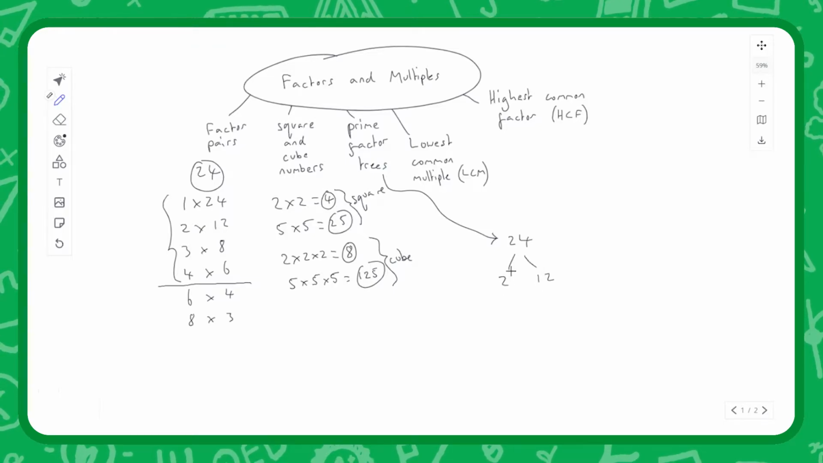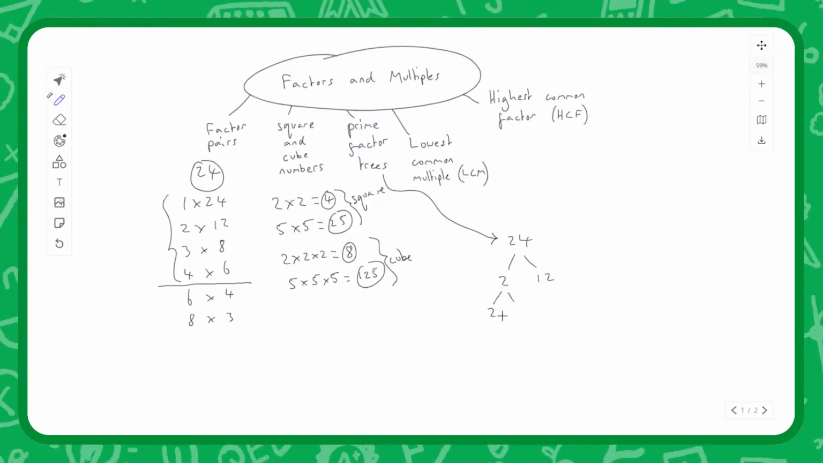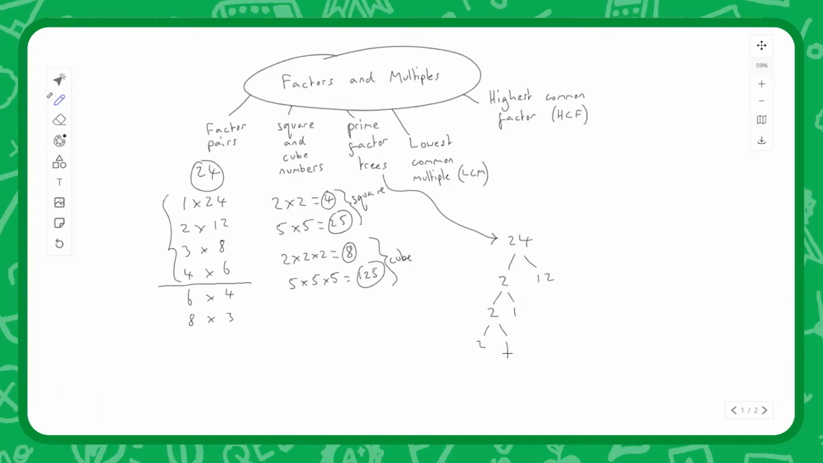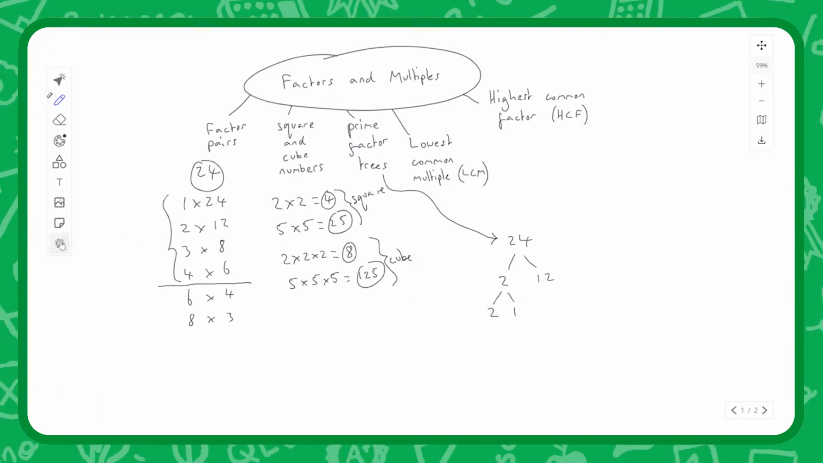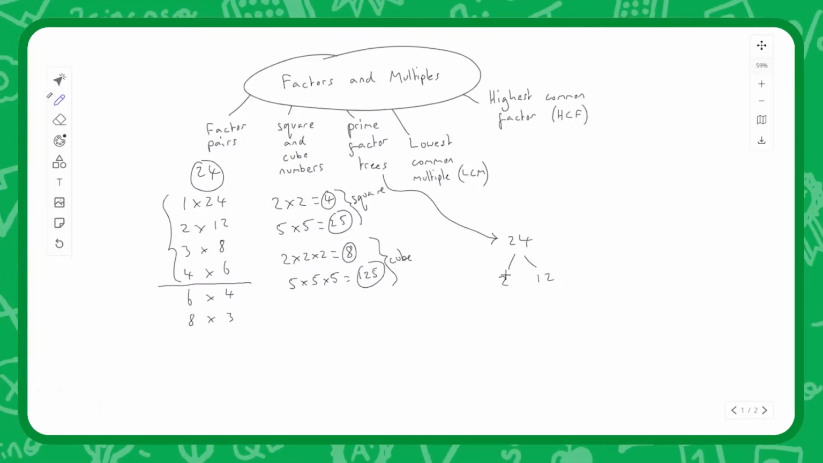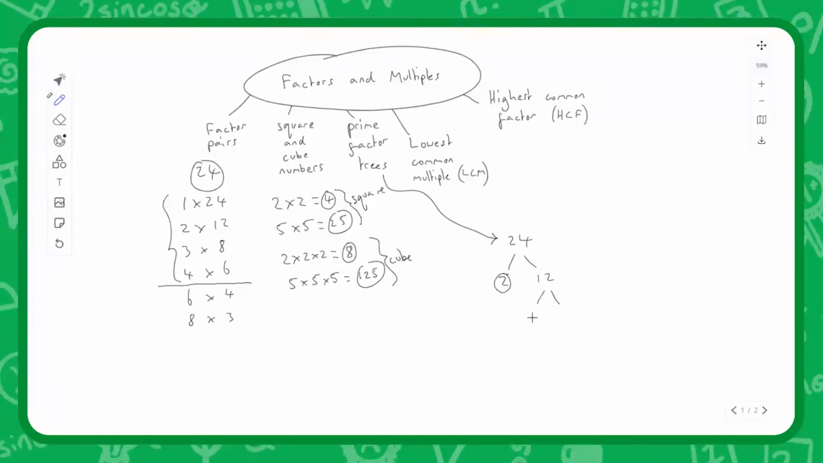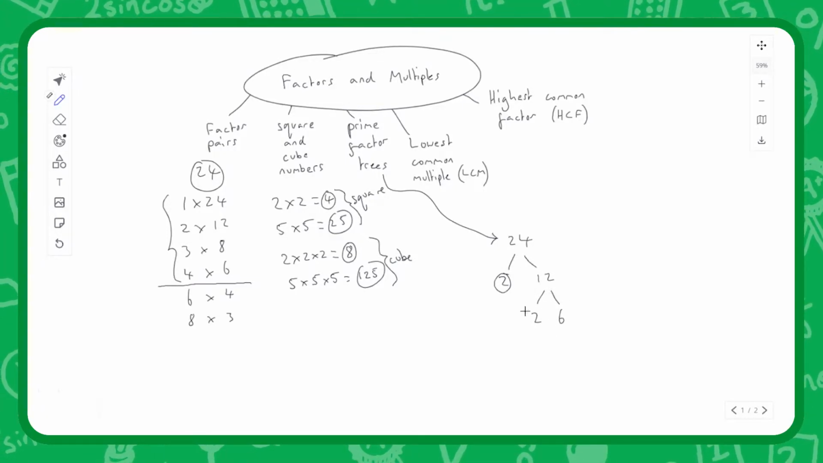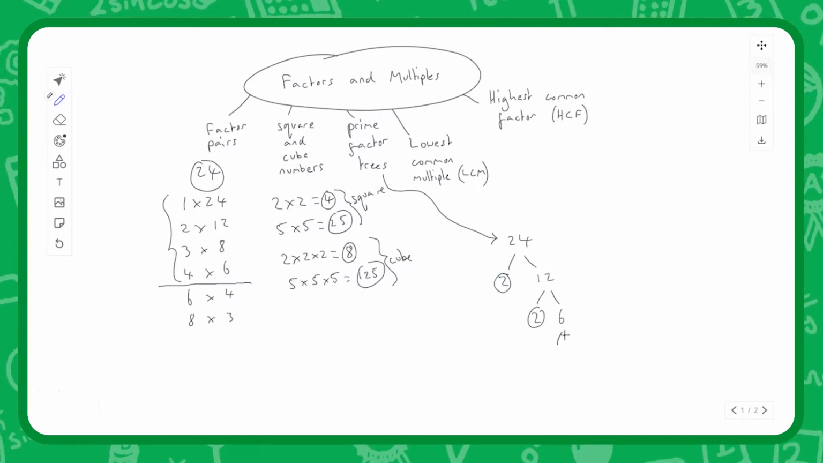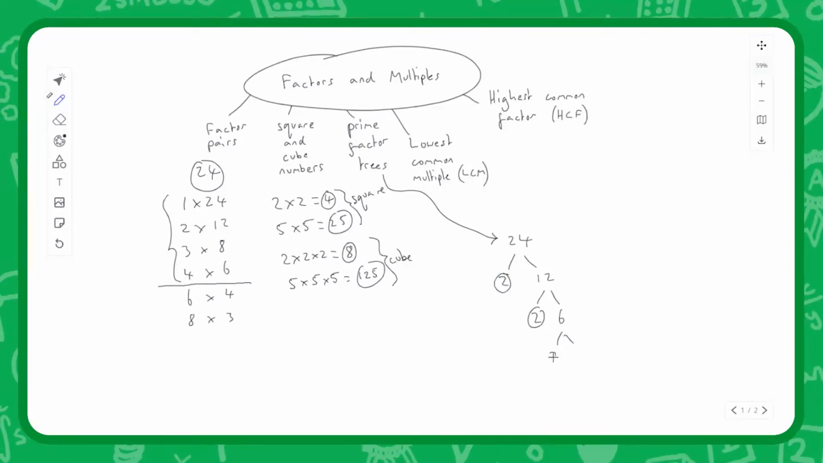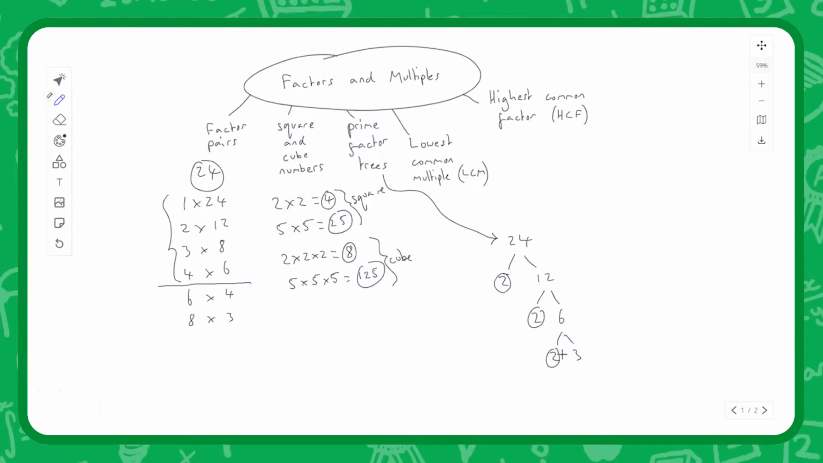Well, I can't break up 2 into anything smaller, right? If I tried to do that, I'd get 2, 1, 2, 1, 2, 1, continuing on forever. So as soon as we get to a prime number that can't be split up anymore, that's the end of that branch. If you keep going with 12, I know 2 times 6 gives me 12. And I can split 6 up even further. I know 2 times 3 gives me 6.